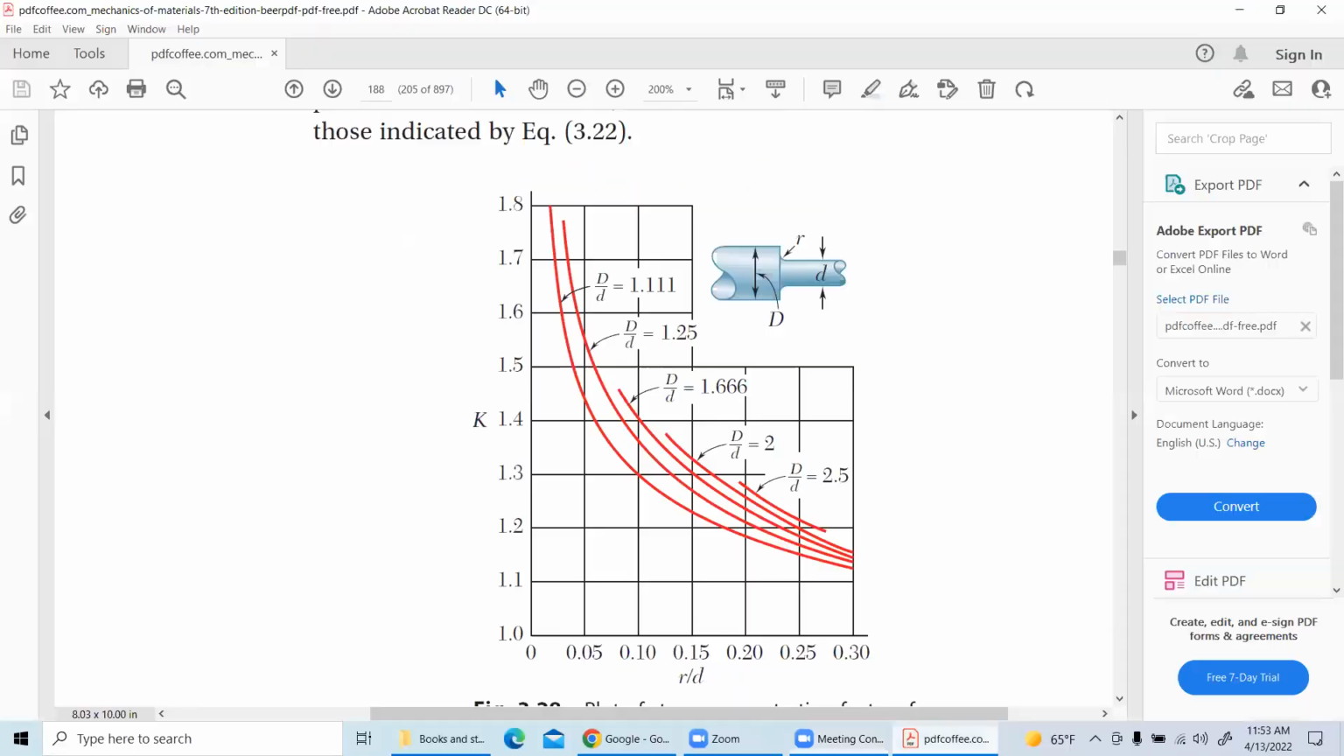What if we do not have this? If we didn't have fillets, if you have a very sharp edge, then it is so much more prone to, even higher, right? It is so much prone to break.